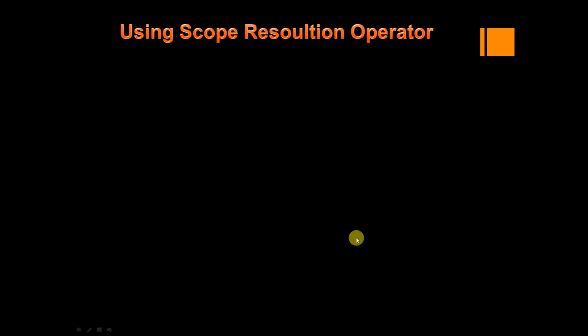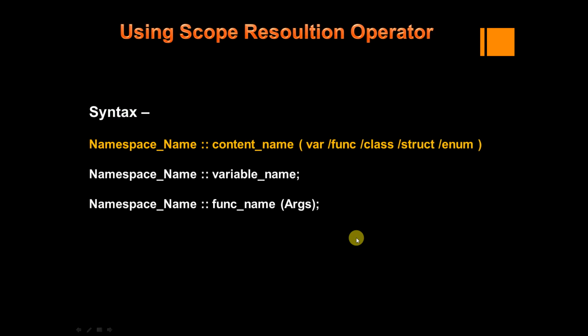Now let's see how to use the scope resolution operator when we are trying to access the contents of the namespace, either a variable or a function name. The general syntax is to mention the content name, and before this content name you have to prefix the scope resolution operator, and the scope resolution operator has to be prefixed with the namespace name from which you are trying to access the contents. As I said, this content may be a variable or a function or a class or a structure or an enum.